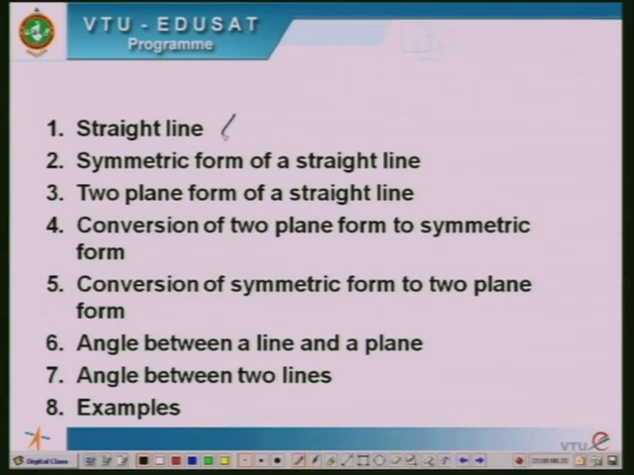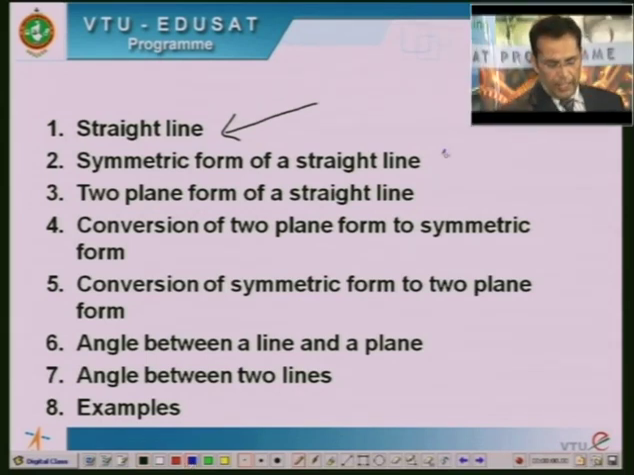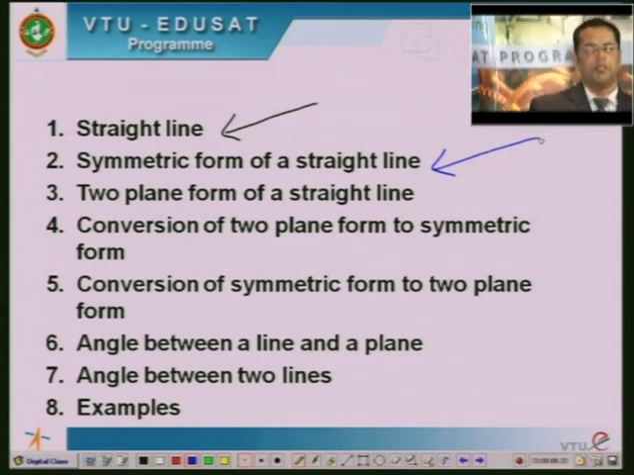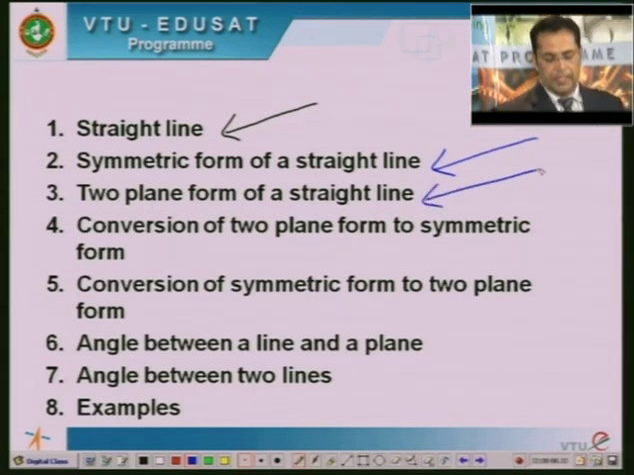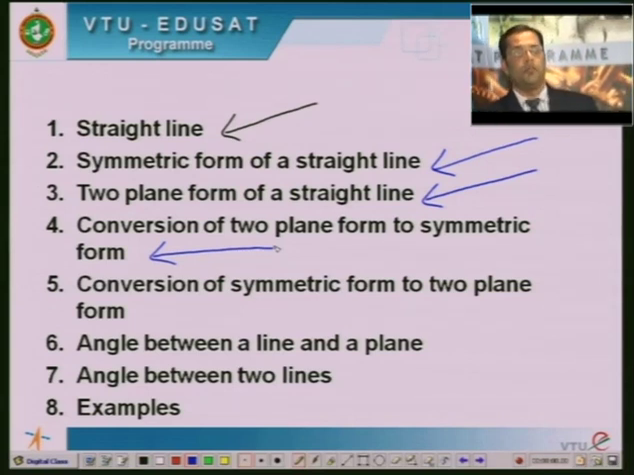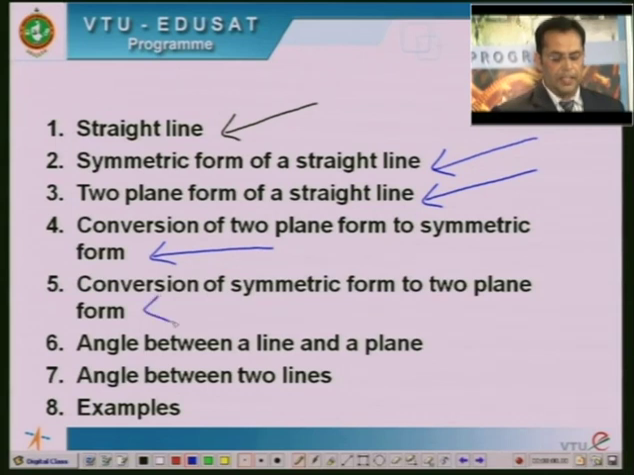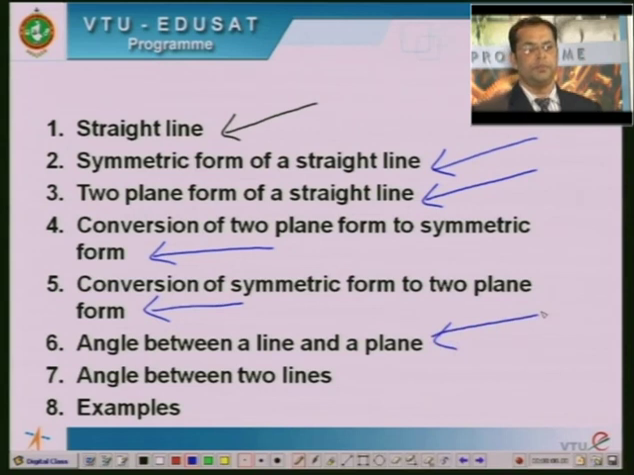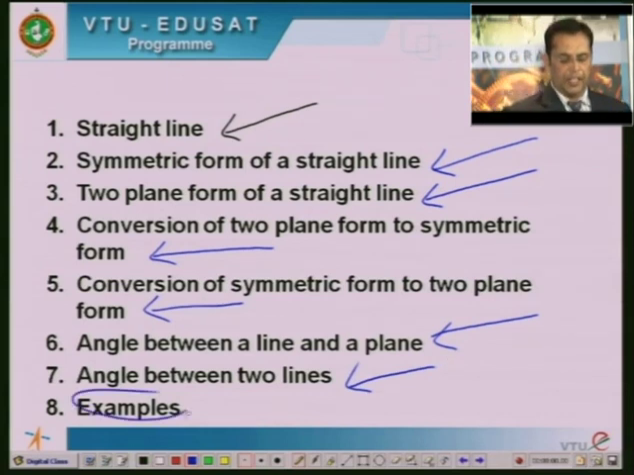In the last session, we introduced the concept of a straight line, then how to write a straight line in its symmetric form, that is, a form in terms of ratios, then how to represent a straight line in its two plane form, then some examples of conversion of the two plane form to symmetric form, then conversion from the symmetric form to the two plane form, the angle between a line and a plane, and angle between two lines, and some examples related to all these topics.